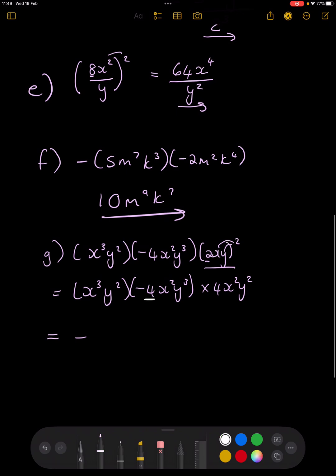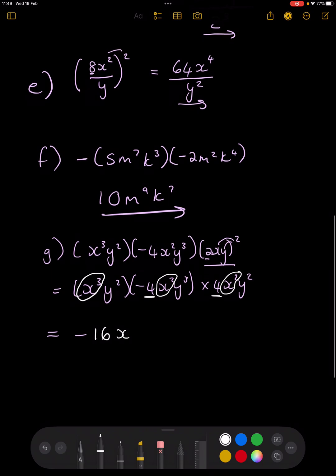negative. There's a 4 over there and a 4 over there, so I can multiply them with each other. Then I've got an x there, an x there, and an x there. Because it's multiplication, I'm going to add all of my exponents. So that's going to give me 7, and then my y's will give me 7 as well.